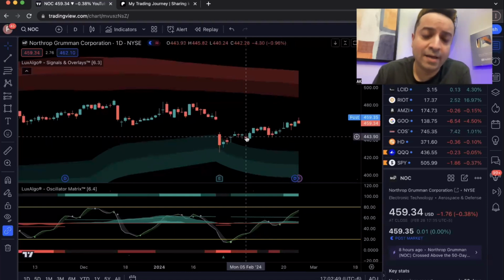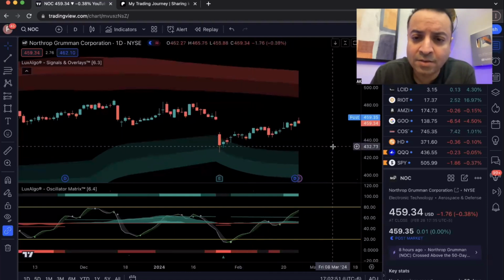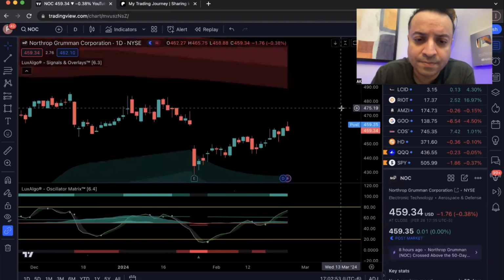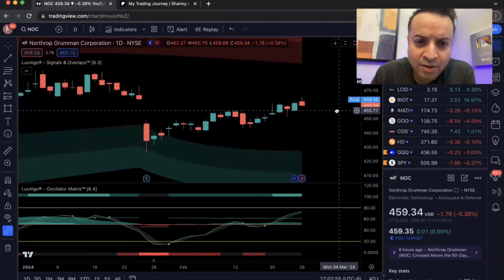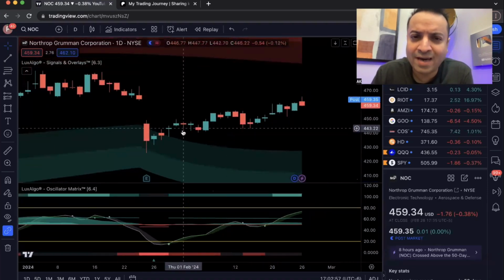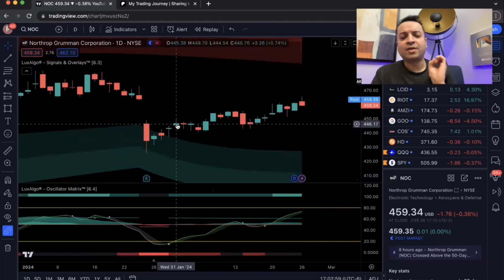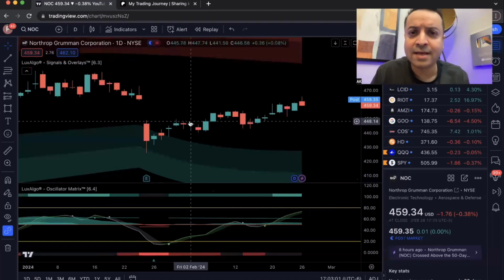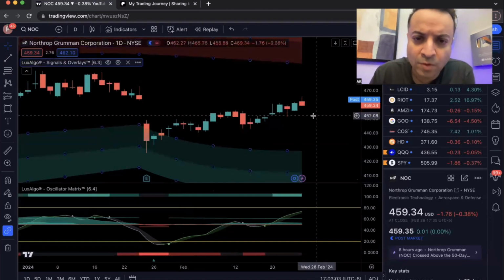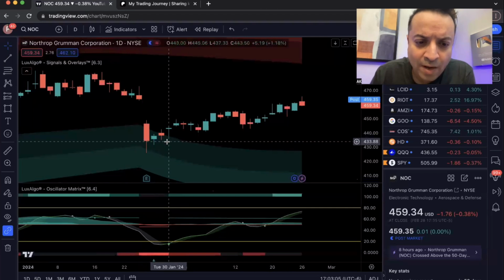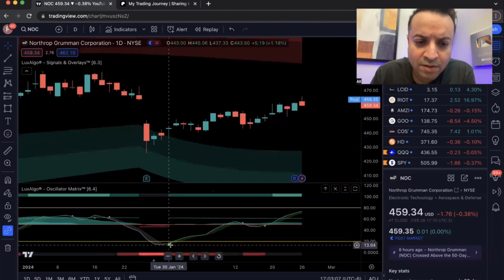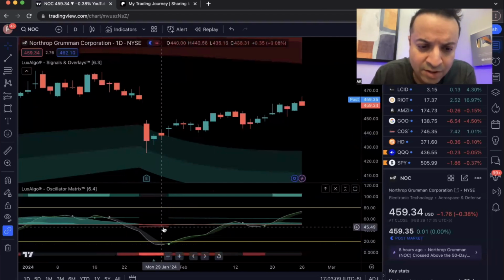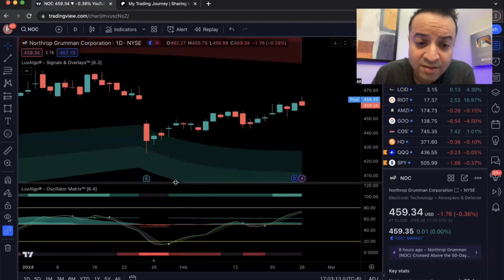And you're going to ask why. So let's kind of zoom in a little bit more. I was trying to read price action and read candles. Each candle tells a story, and this is the daily chart. Every single candle will tell you a story. So when the oscillator matrix hit this, there was still negative money flow.